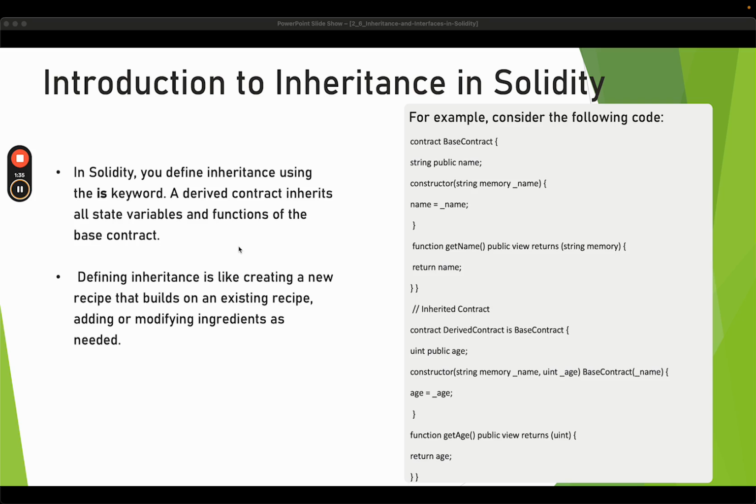Here we have two contracts, the base contract and the derived contract, where we have used derived contract is base contract, that is, the derived contract is based upon the base contract. In the base contract, we have initialized it with a constructor that has an input as a name. In the derived contract, we have a constructor initialized with name as well as age.